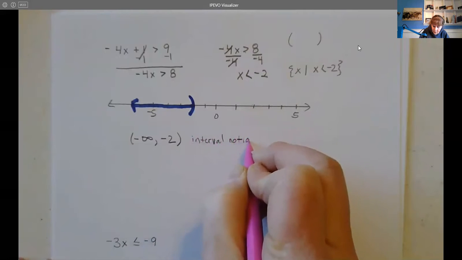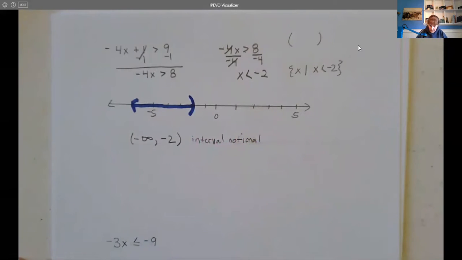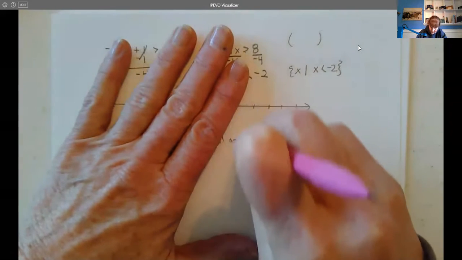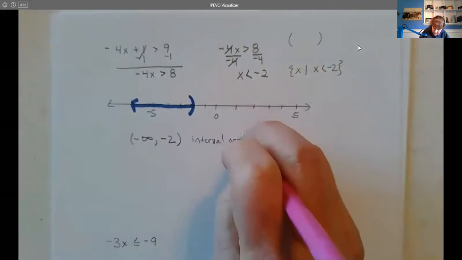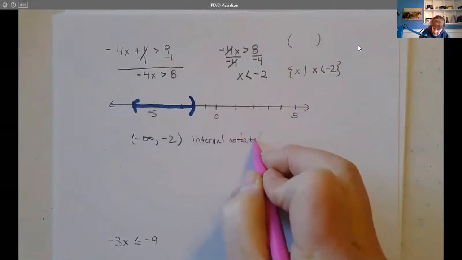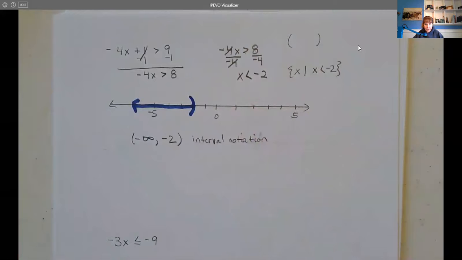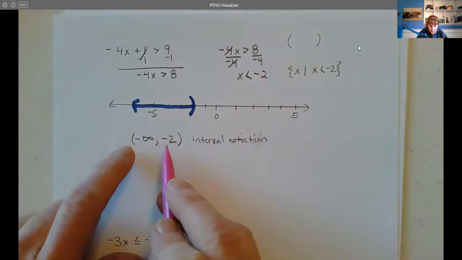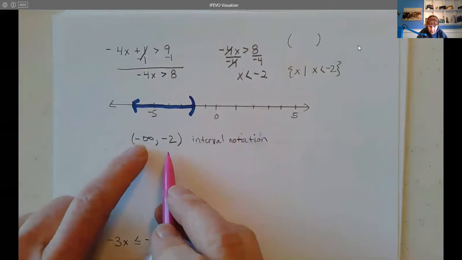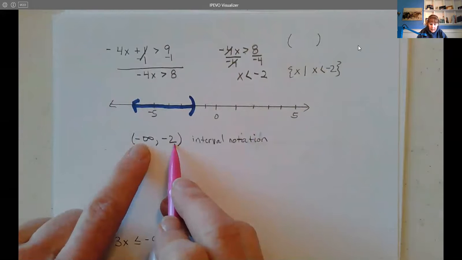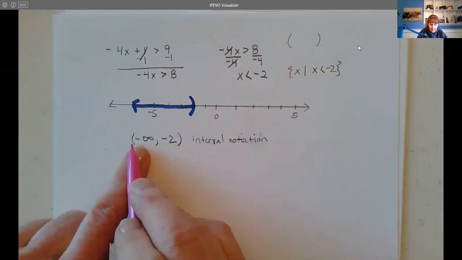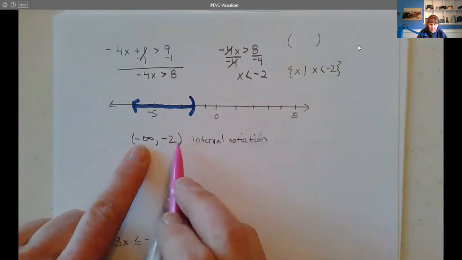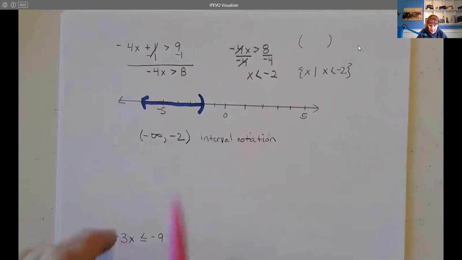So the answer is written in interval notation. This means that your answers are found between -infinity and -2, like -3, -4, -5, -6, all of those, but not including the -2 because of the parentheses there. And of course, you can never include -infinity because it's not a number. It's just an idea of getting less and less.